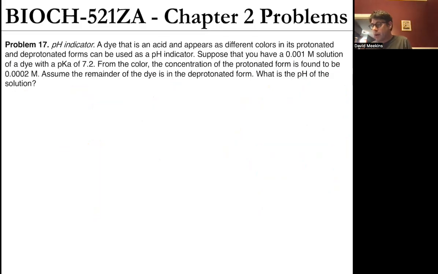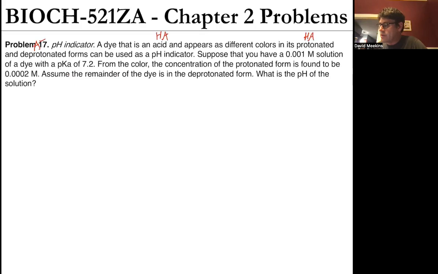Okay, the next question that someone had an issue with was problem 17. This one's called pH indicator. A dye that is an acid, HA, and appears as different colors in its protonated and deprotonated forms, can be used as a pH indicator.